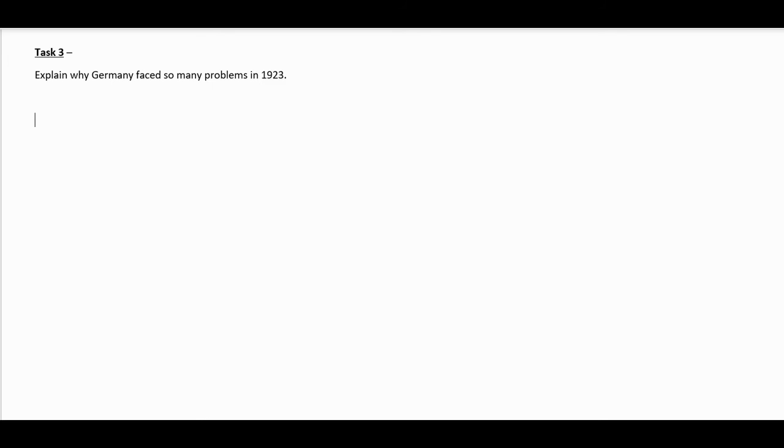So let's start to list some of the things that were important. So we know that the Weimar Republic was weak politically. We can talk about the Weimar Constitution and its problems.